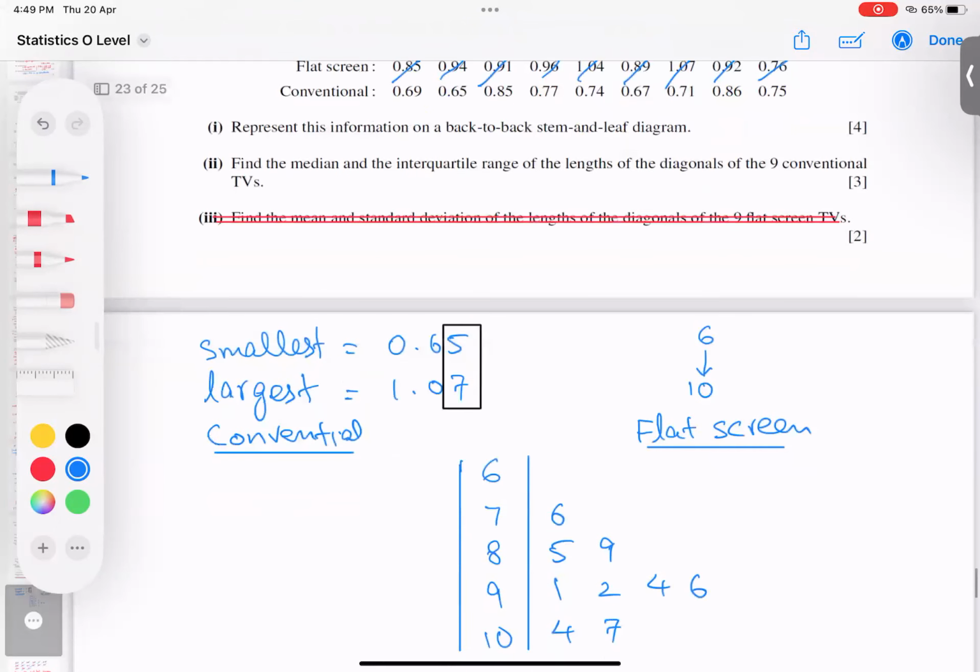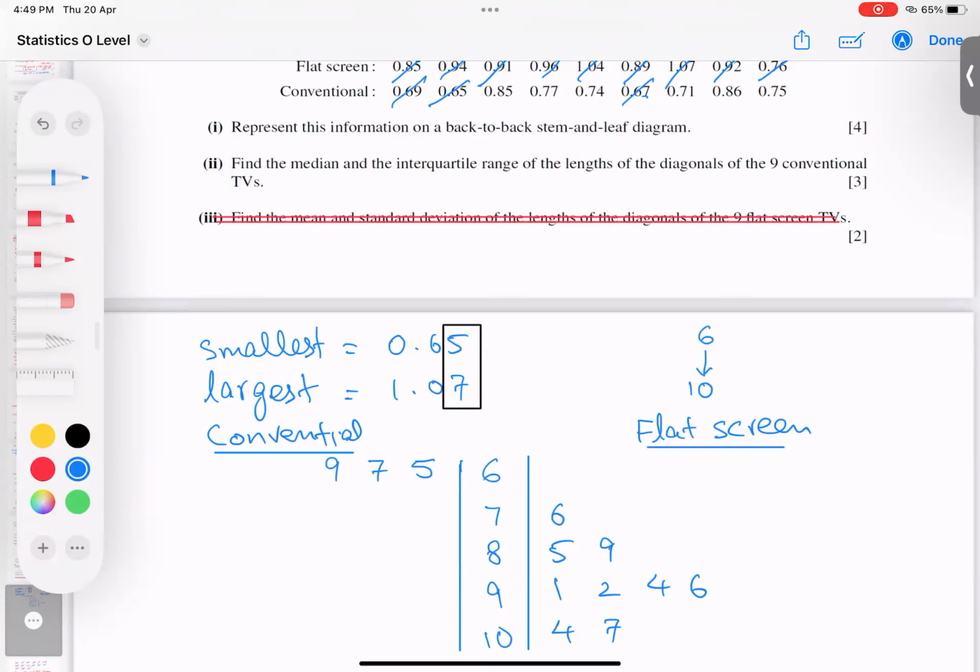Now, students, let's talk about the conventional screen. Naturally, the lowest is 0.65. I cut it, and 5, I'm writing it here. Then, after 65, I have the 60s values, 69 also there. And 67 also there, 67 and 69. So 67 and 69, I think I cut two values. And wait a minute, yeah, correct.